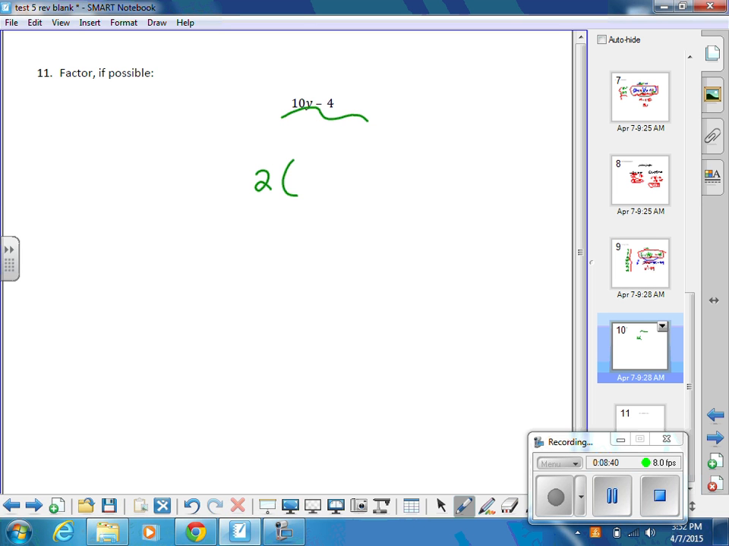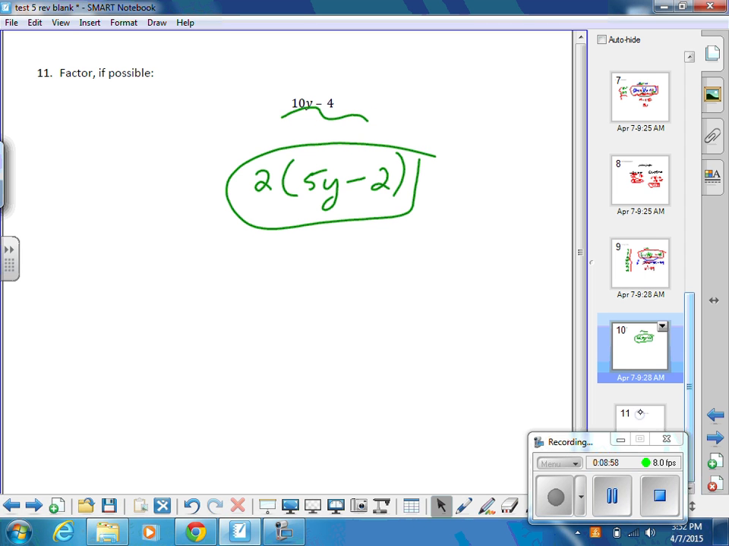Take it out. Again, we're basically dividing here. What's left over? 2 goes into 5 how many times? 2 goes into 10 how many times? 5. Y is left over. 2 goes into 4 how many times? Twice. I can't factor that any further. I'm finished. Don't let the easy ones at the beginning of your test trip you up.